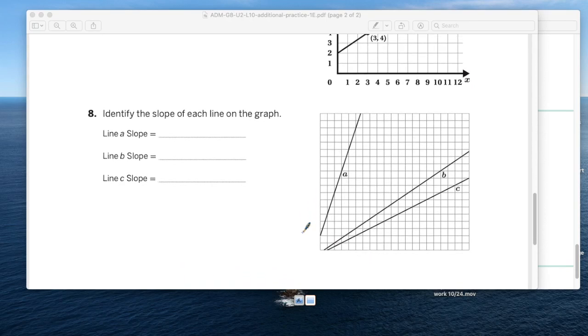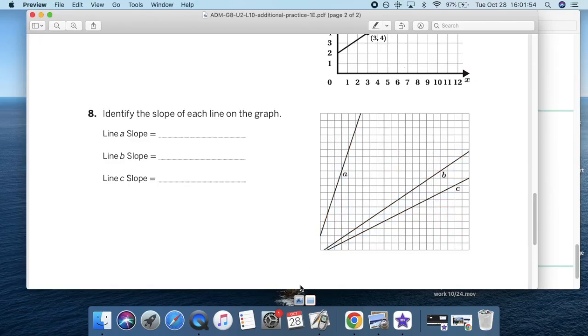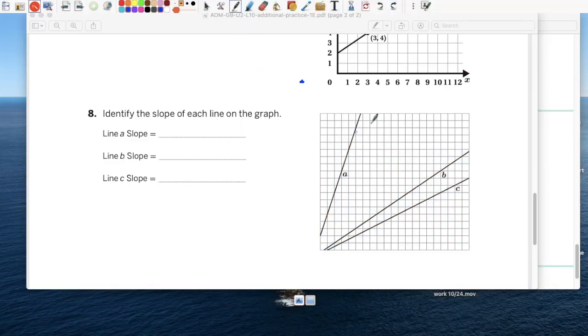Identify the slope for each of the graph. Okay, so we need to pick. Here are my lines. So line A, pick 2 points. For line A, I'm going to pick this point and this point. Pick whatever 2 points you can recognize. What's the slope here? Well, going up and down is 3, and going across the base is 1. So the slope of line A is 3 or 3 over 1.